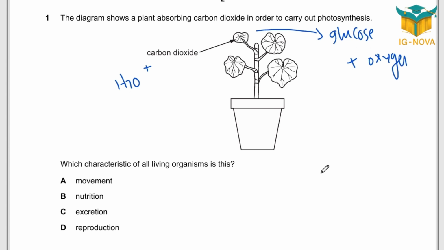For this diagram, I just elaborated the diagram by writing some extra points, such as water plus carbon dioxide going into the plant leaf, so glucose and oxygen will be released. Name the process: it is photosynthesis.